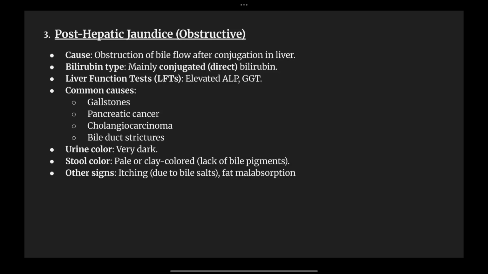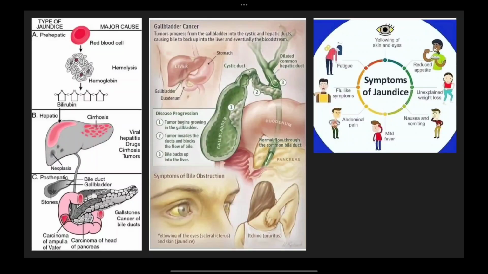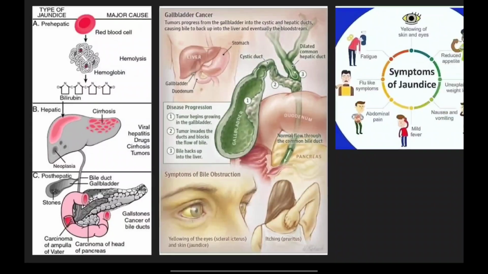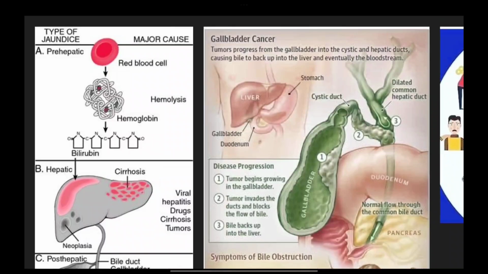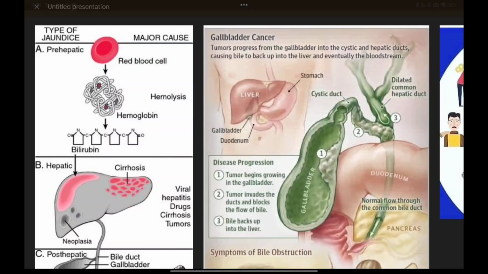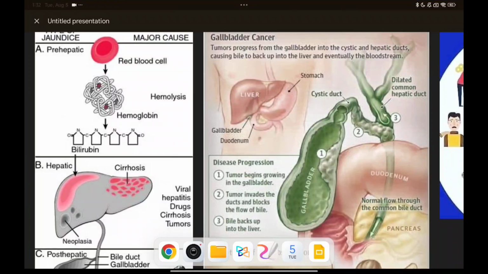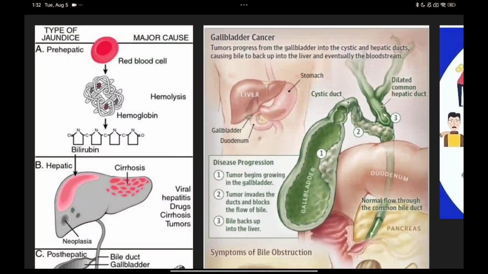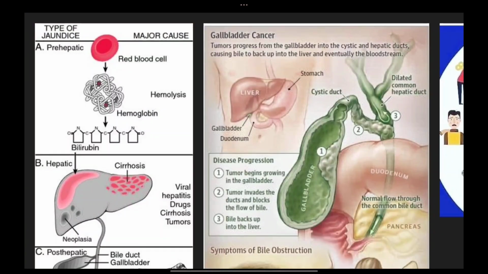Now we'll just summarize whatever we have learned in this small diagrammatic representation. Now the types of jaundice, as I told, are prehepatic, hepatic, post-hepatic. Now what are the points that you have to remember under prehepatic?